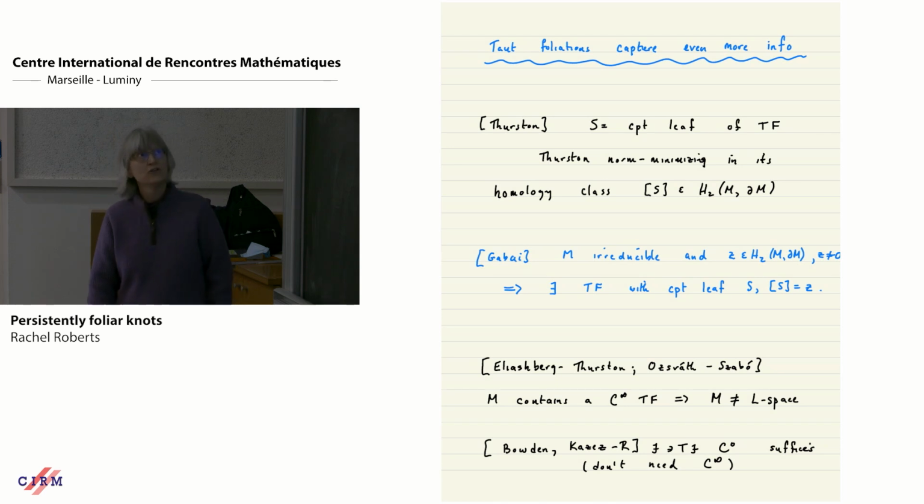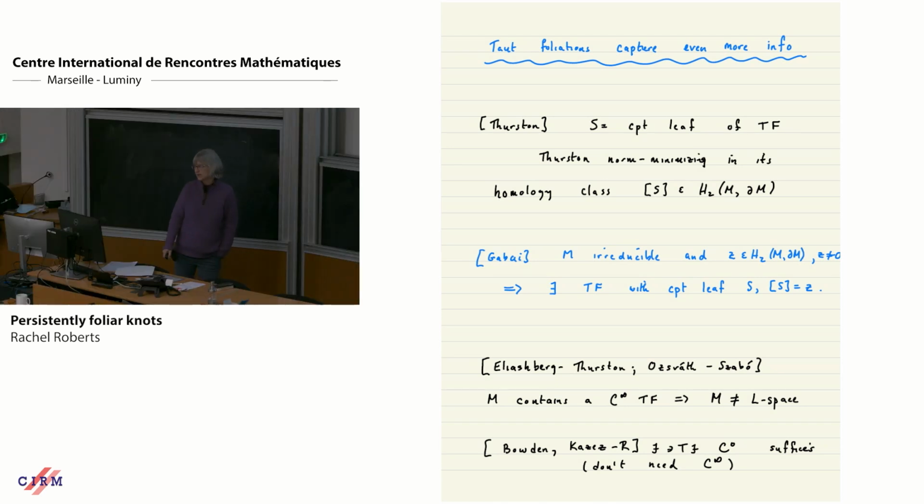And taut foliations capture even more information. So if we know that S is a compact leaf of a taut foliation, then Thurston tells us that it's Thurston norm minimizing. So roughly, its absolute value of its Euler class is going to be minimal.